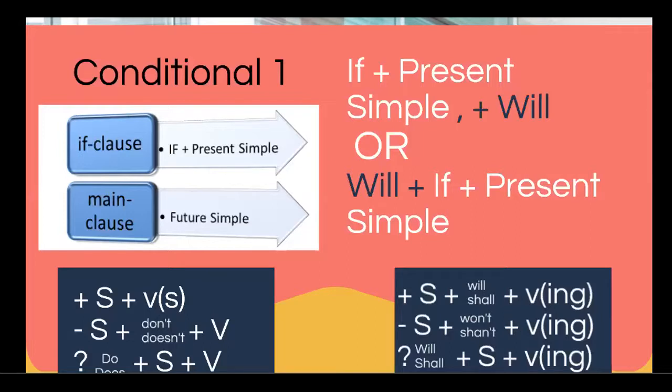Subject plus will, shall plus verb in a positive sentence, and also there we have the negative and question sentences. And the main clause expresses the likely outcome, while the if clause expresses and shows the condition.